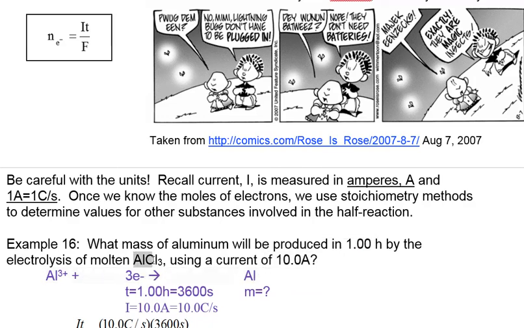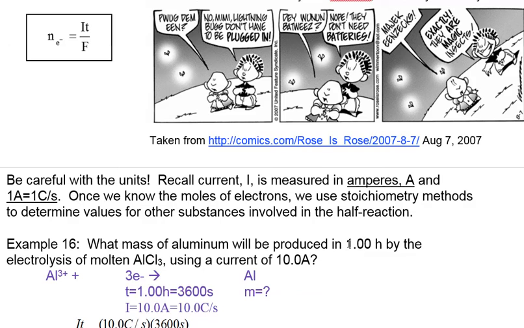If we run a current through molten aluminum chloride, one electrode is going to be giving us aluminum. The other electrode is actually going to be giving us chlorine. So we know that's going on. We're not concerned with it for our calculation.